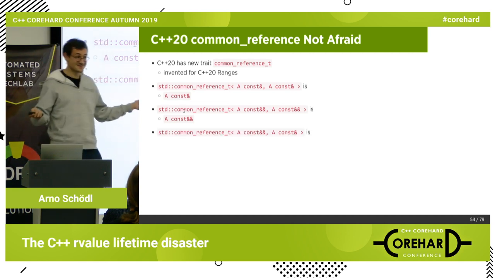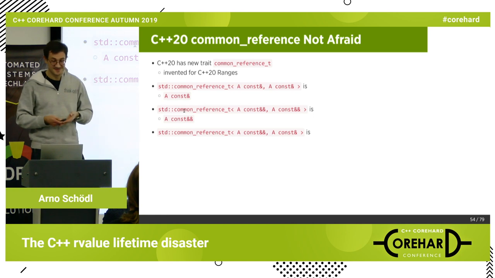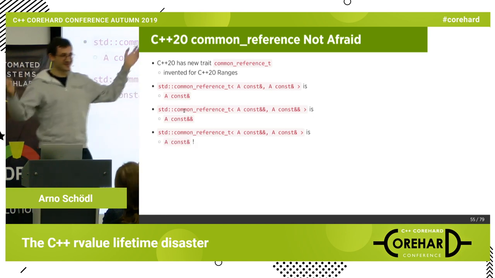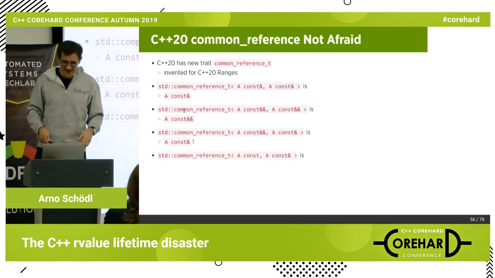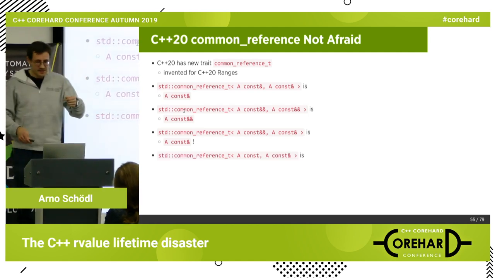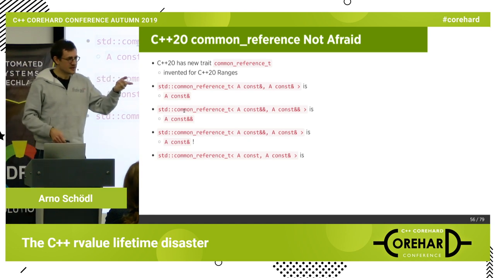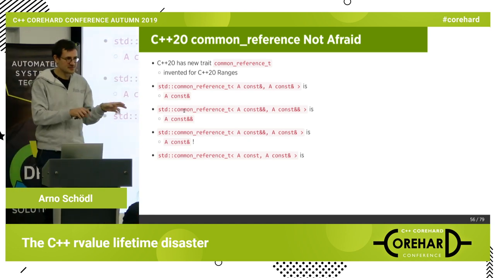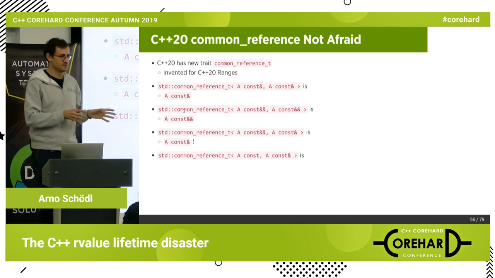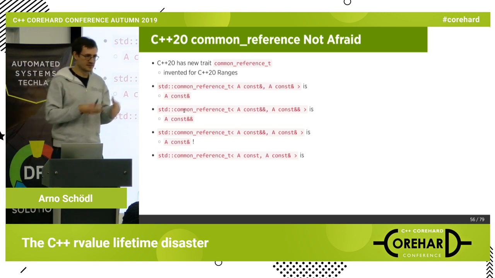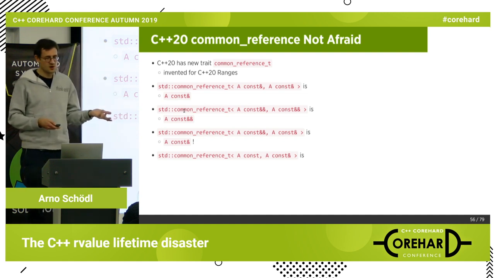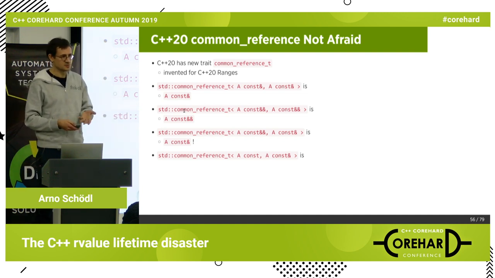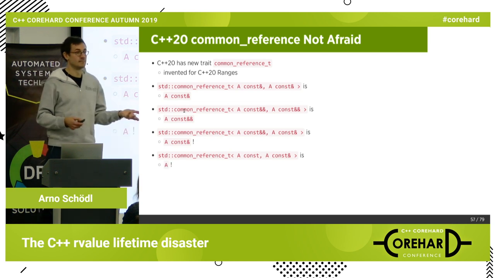Again, what's this? Let me mix the two. Ha, it's an L value reference. It thinks it's fine, I don't care, it's all right. So, you would think, you know, a const ref is kind of an R value reference. We said already, it's kind of similar to a value, right? In auto CREF, we turned the R value reference to a value. So what's the common reference of an A const and an A const ref? It's an A.